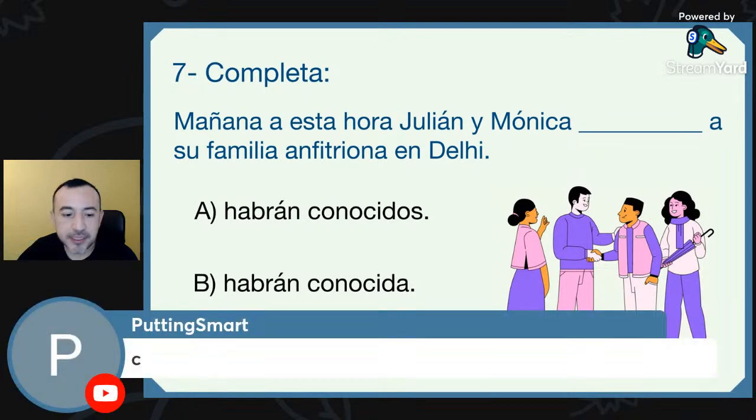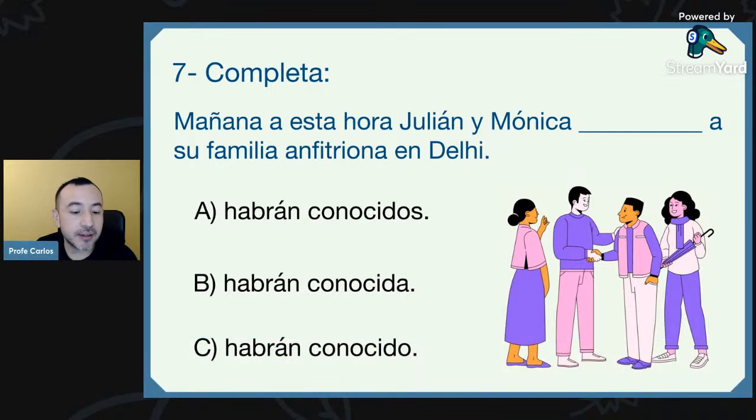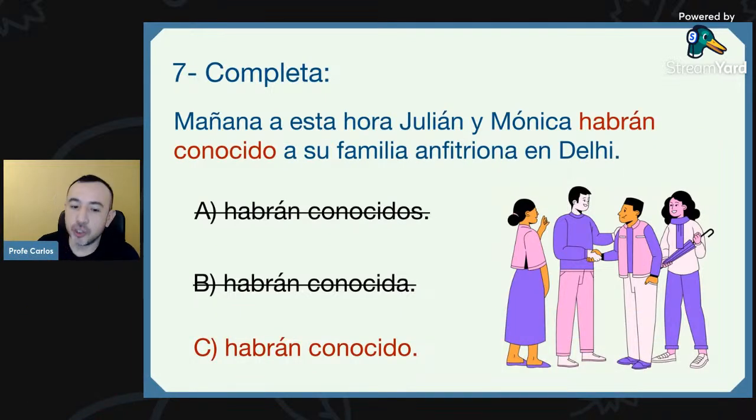Pudding Smart is betting for C, Jean C, Hazel C, Julia C, and you guys are correct. Good. Now, the reason why I put that S in A, because sometimes we tend to forget that the past participle doesn't accord with the subject or the object. But well done here. The answer is C. Excelente, chicos. Continuamos. 8.